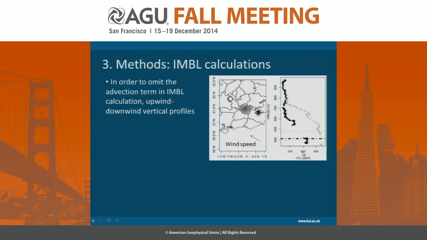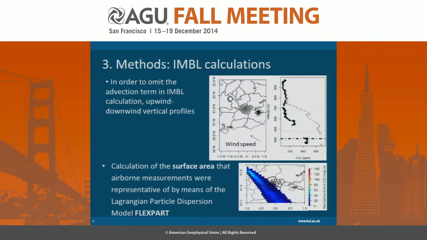But sometimes we could not fly parallel to the main wind direction in the city of London. So in order to overcome that and not have to calculate the advection term, we carried out the methodology and applied it to upwind and downwind vertical profiles.